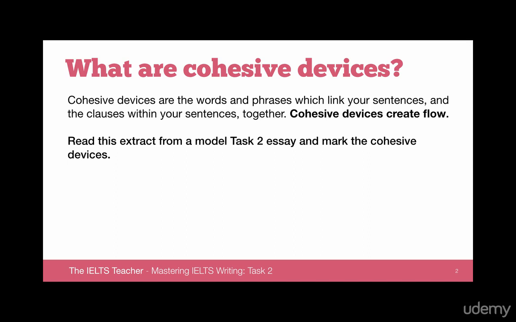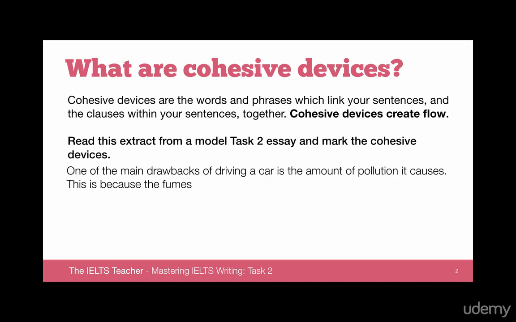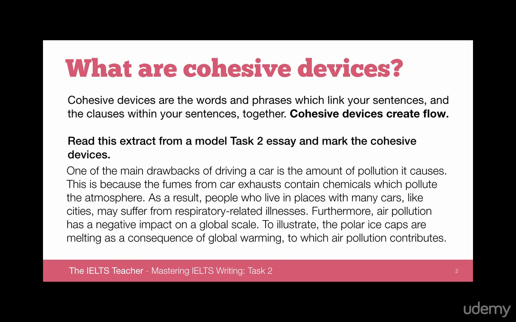I want you to read an extract now from a Model Task 2 essay and mark what you think the cohesive devices are. Identify the cohesive devices I've used in this paragraph. One of the main drawbacks of driving a car is the amount of pollution it causes. This is because the fumes from car exhaust contain chemicals which pollute the atmosphere. As a result, people who live in places with many cars, like cities, may suffer from respiratory-related illnesses. Furthermore, air pollution has a negative impact on a global scale. To illustrate, the polar ice caps are melting as a consequence of global warming, to which air pollution contributes.